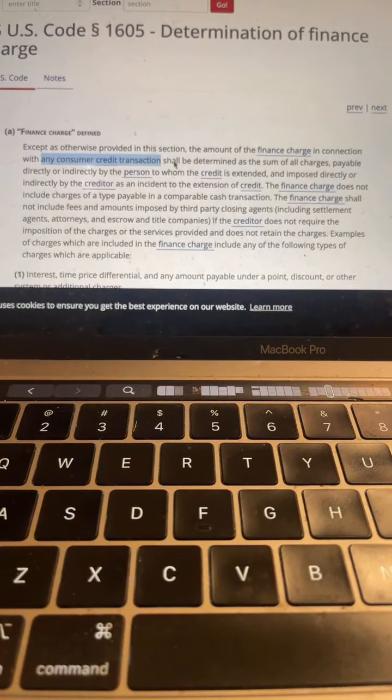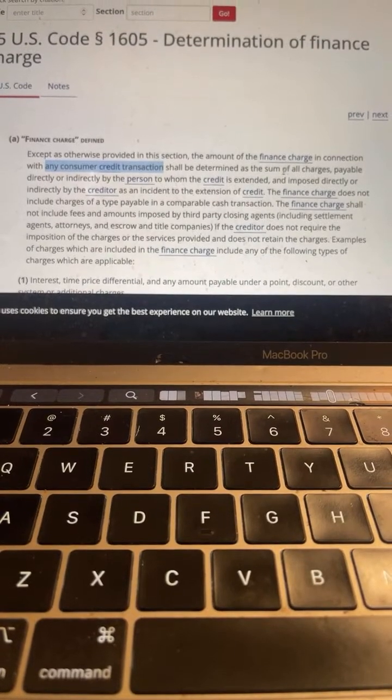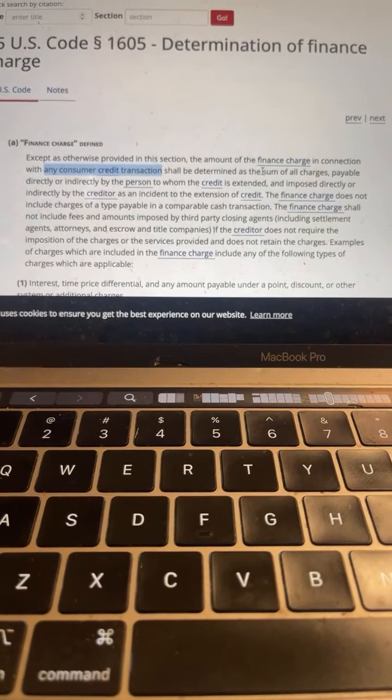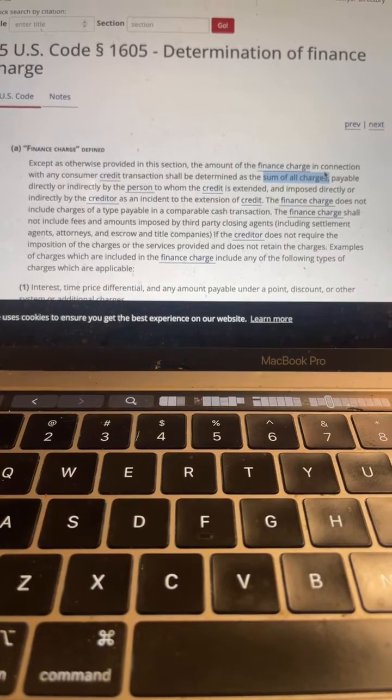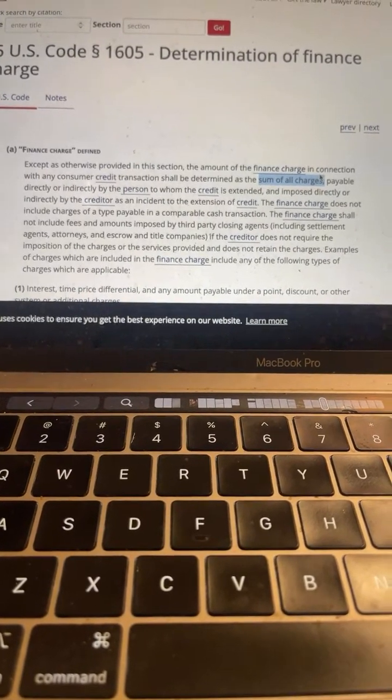Any consumer credit transaction shall be determined as the sum of all charges. If it's the sum of all charges, that means it's the total amount. The sum of 1 plus 1 is always 2. It can never be 3, it can never be 4, it can never be anything more.